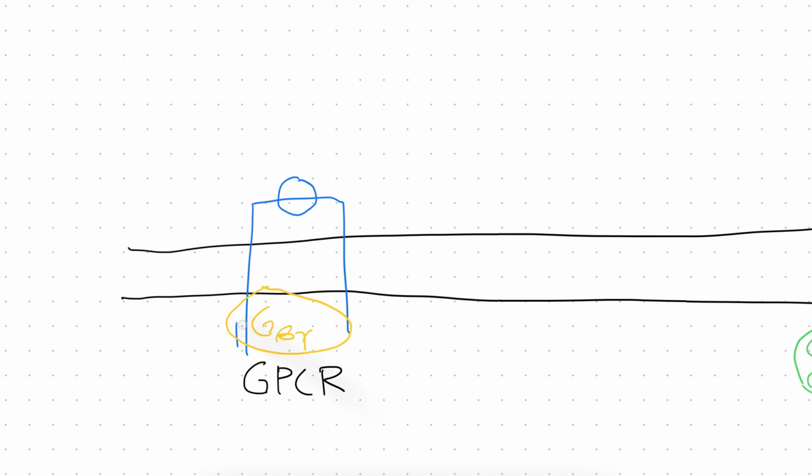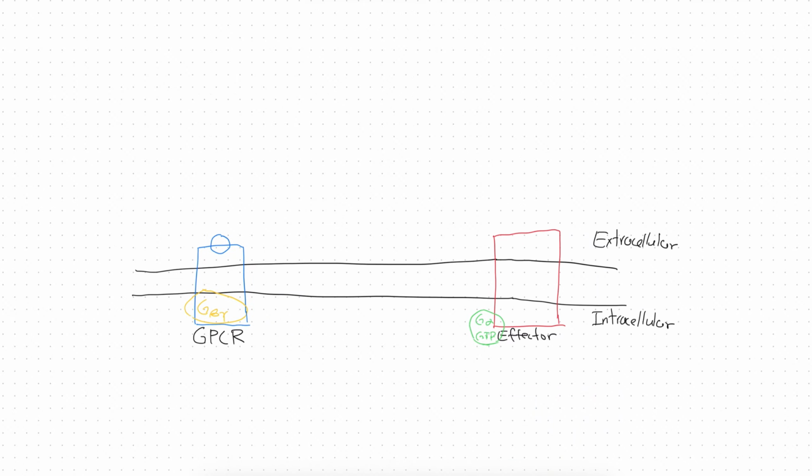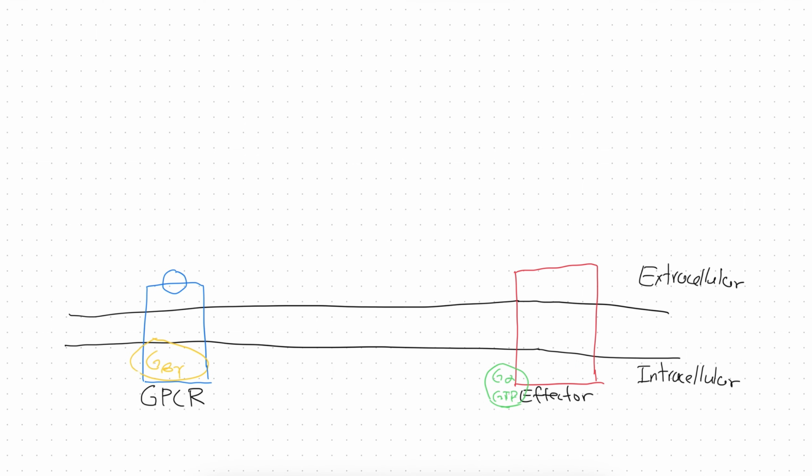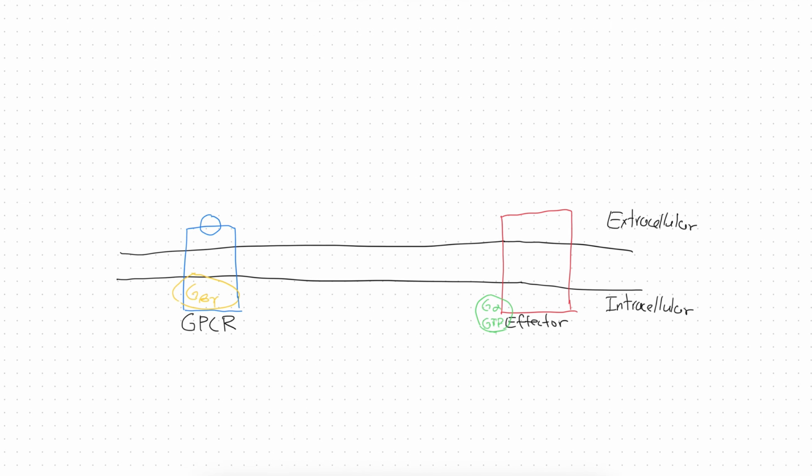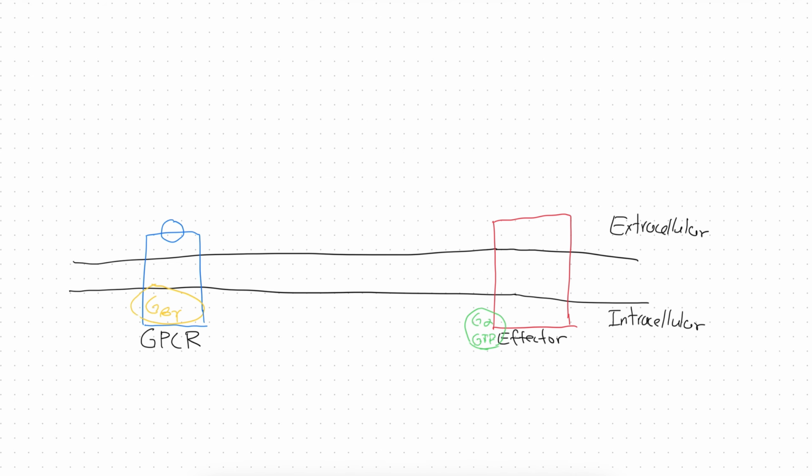So it's gonna bind to the GPCR like that. After dissociation, we can see this G alpha GTP is now bound to the effector. So what do you think it does? Well, obviously it's going to activate the effector.